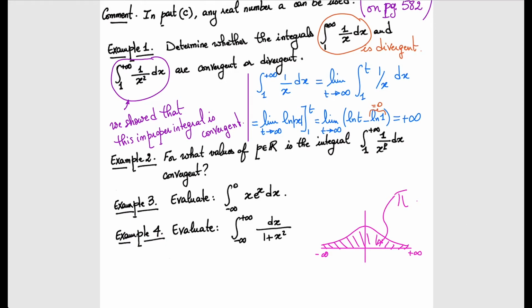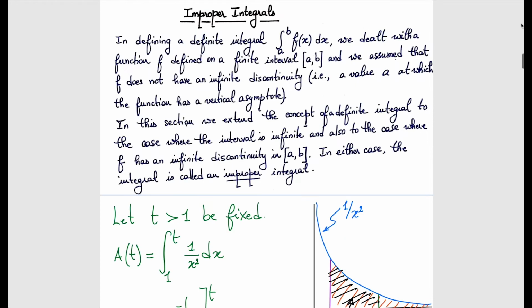Let's now move to the next type of improper integrals. If you remember, in the beginning of the section we said there are two types of improper integrals. Either we integrate over an infinite interval, which is the first type that we just discussed, or we integrate a function which has an infinite discontinuity on an interval of finite length. And infinite discontinuity, if you remember the definition, is where a function blows up or blows down around a value, right? So at this point the function is going to have a vertical asymptote.